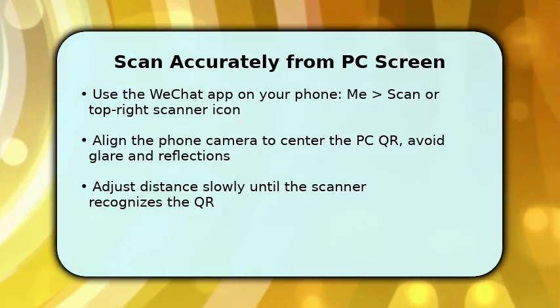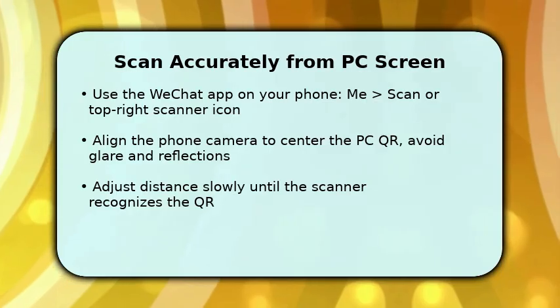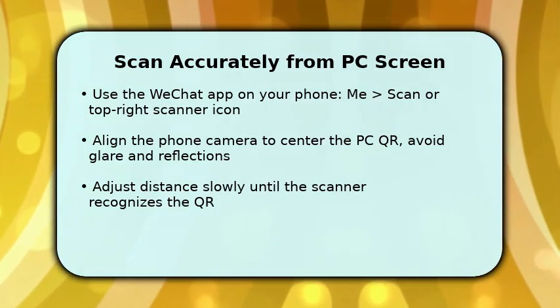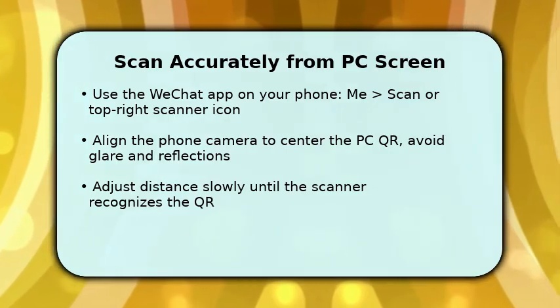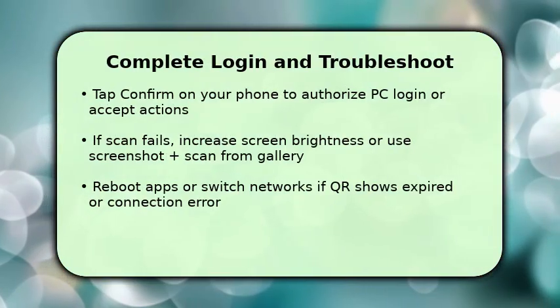Small adjustments reduce blur and glare. If the screen is glossy, tilt the monitor slightly or dim room lights to cut reflections. While scanning, hold the phone steady for a second longer than feels necessary. Because the app validates the code, you finish by approving the prompt on your phone.